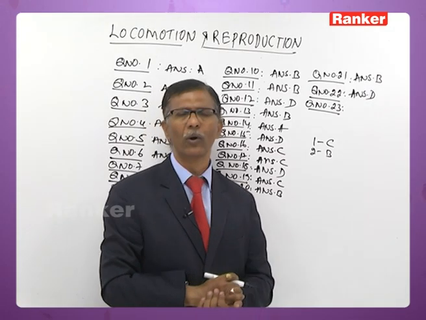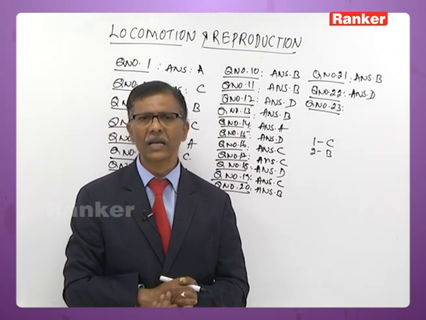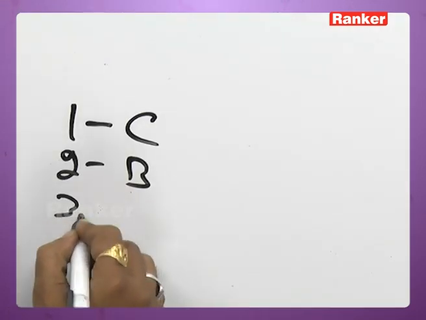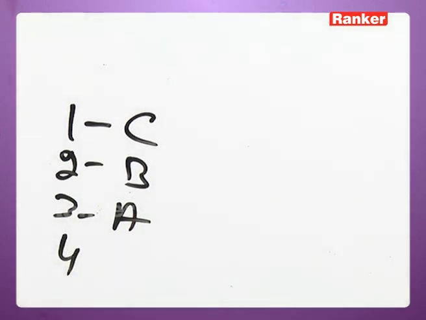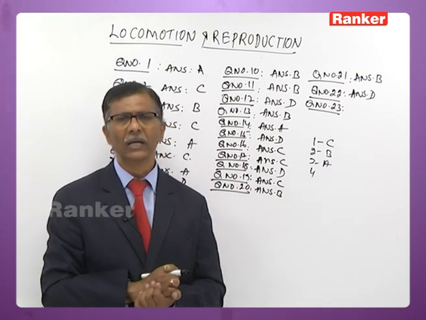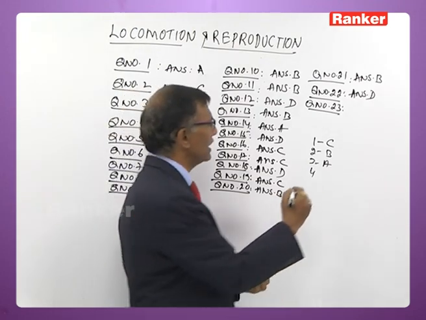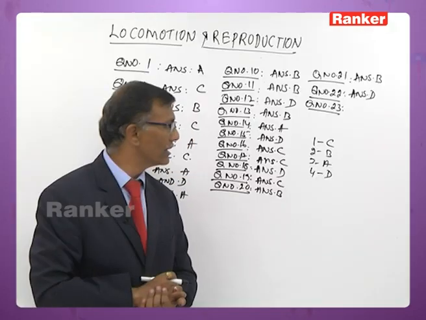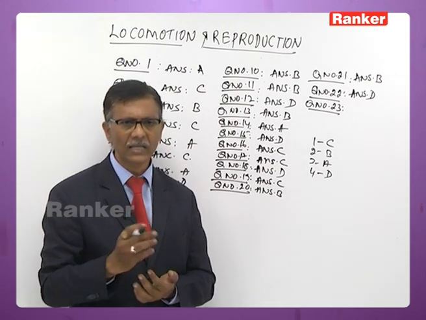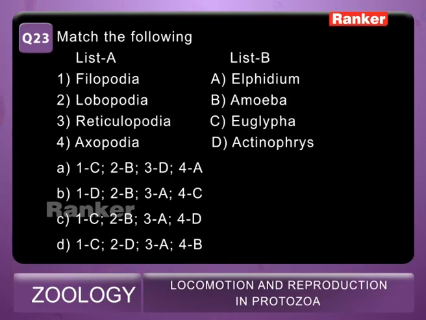Then 3, reticulopodia. Reticulopodia or myxopodia or rhizopodia are present in Globigerina and Elphidium. So third one is A. Then fourth one, axopodia. Axopodia or actinopodia are the stiff pseudopodia. They are present in sun animalcules like Actinophrys and Actinosphaerium. So fourth option is D. So the answer would be 1C, 2B, 3A, 4D. Among these, that is given under the third option. So 23rd question correct answer is C.